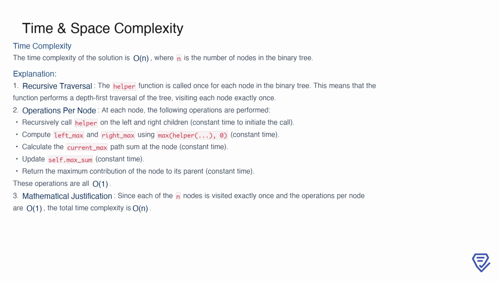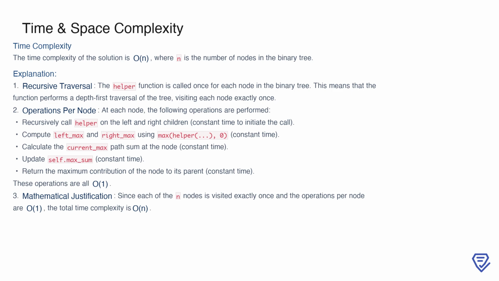The time complexity of this solution is O(n), where n is the number of nodes in the binary tree. This is because the algorithm performs a depth-first traversal of the tree using a recursive helper function. Each node is visited exactly once during this traversal. At every node, we perform a set of operations, such as recursively calling the helper function on the left and right children, calculating the maximum path sums for each child, computing the current node's path sum, updating the global maximum path sum, and determining the node's contribution to its parent. All of these operations are constant time, O(1).